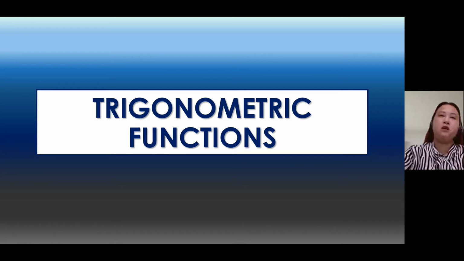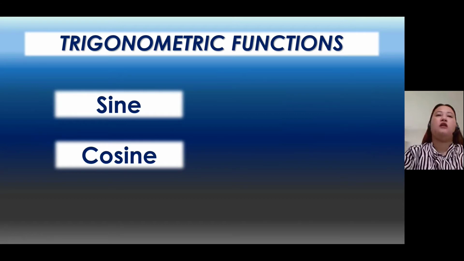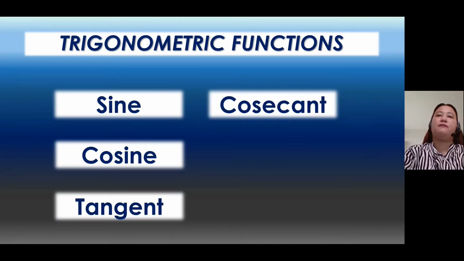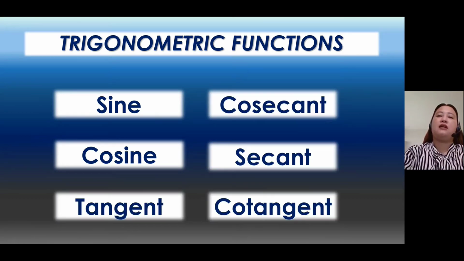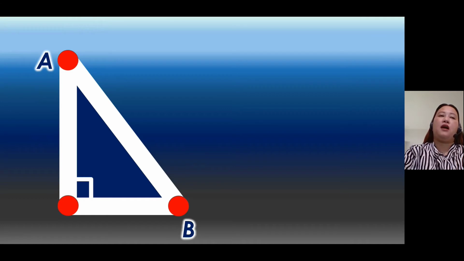Okay. So for the trigonometric functions, if you can remember the 6 trigonometric functions, we have the sine, cosine, tangent, cosecant, secant, and the cotangent. So with the trigonometric functions, we have to consider a right triangle, in which it has 3 vertices. We have A, B, and C.